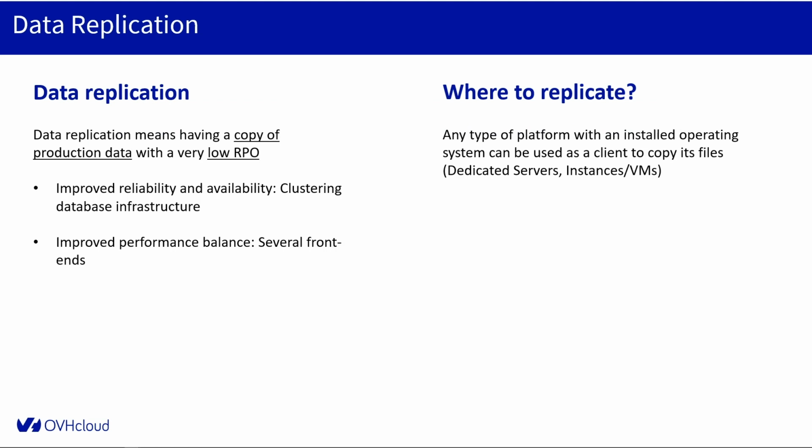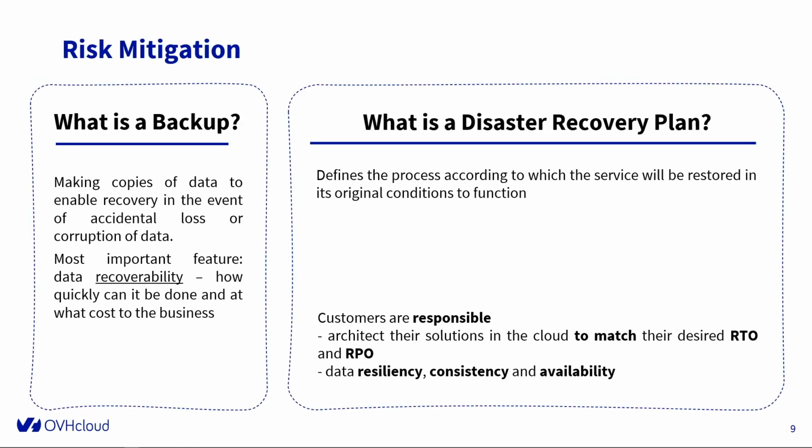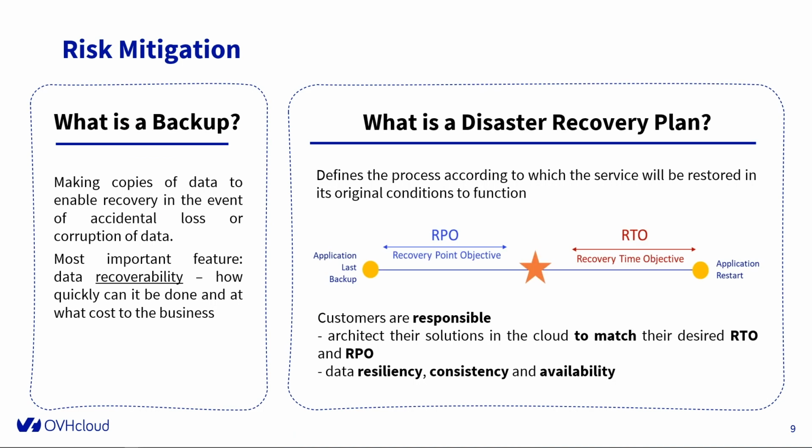The last one is data replication. Replication, from our point of view, is having a copy of production data at a very low RPO. And I'll get into what RPO stands for if you don't know, and if you do, I'll just go into it again. But it means I have an almost synchronized copy of the data somewhere else, so that if the data needs to come back quickly, it can.